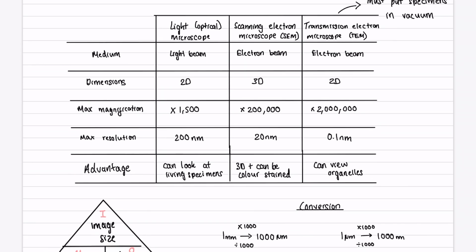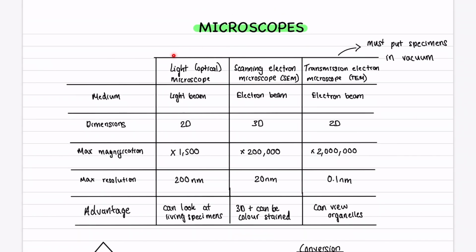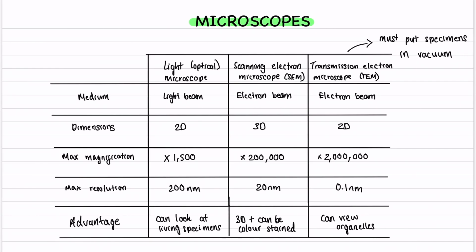So, the first microscope that you need to know is the light, or also known as the optical microscope. This uses light to form an image. You can only see the images in 2D and it has a low maximum magnification of 1,500 times. The maximum resolution is 200 nanometers. This means that the distance to distinguish between 2 points is 200 nanometers. So the images are not that detailed and you may not be able to see smaller organelles like ribosomes or lysosomes. The main advantage for using a light microscope is that you can look at living specimens.